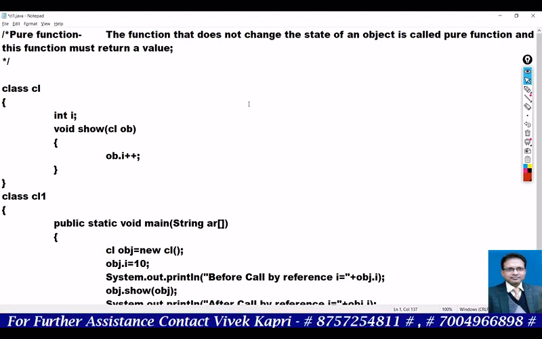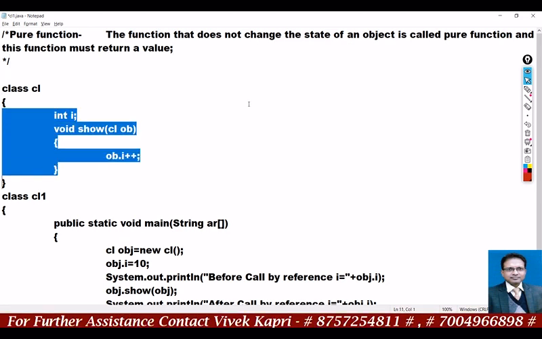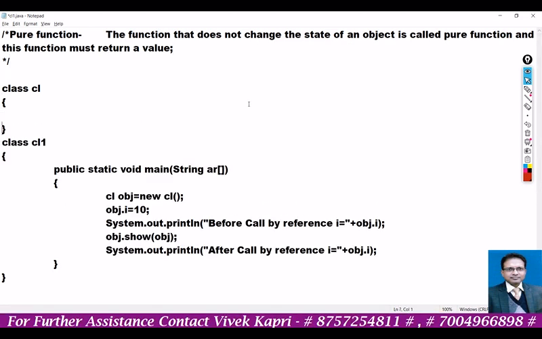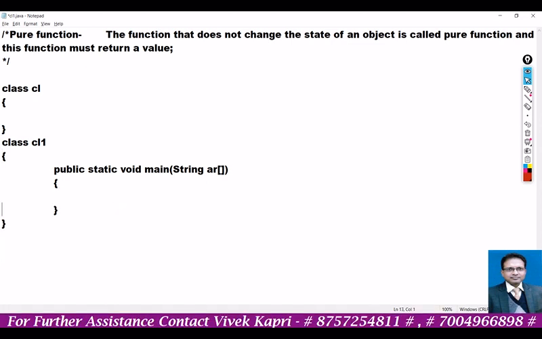What is pure function? That does not change the state of an object. What does it mean, change the state of an object? It means whatever is the instance variable, whatever is the variable in the class, there will be no impact. And if you have to make any changes, those changes must be returned. It means in this case we'll have to return a value and we'll use a return type function. Okay, so let us see here.